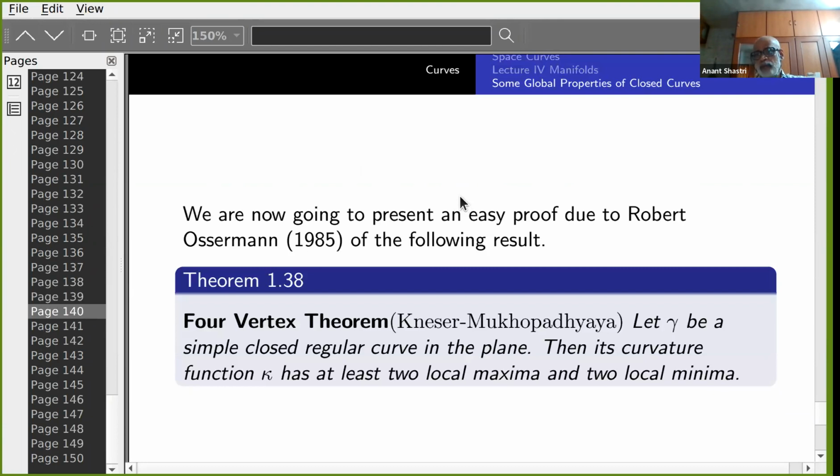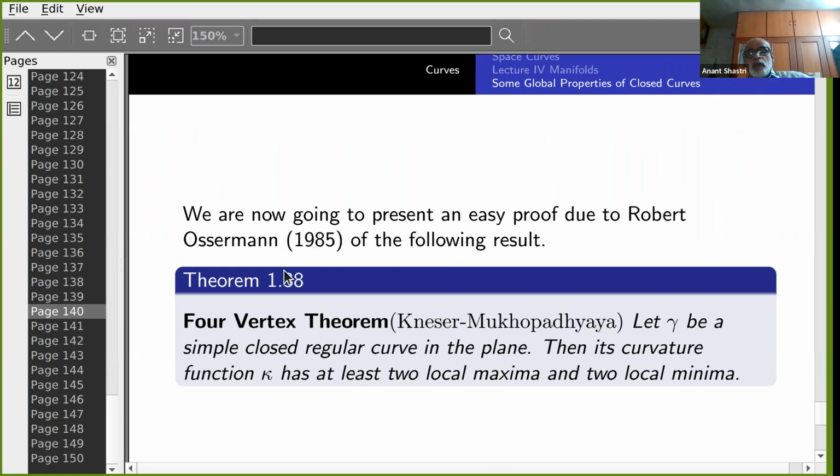How to compare, whenever two curves are touching, the kappa of these two curves at a point wherein the two curves are touching. So this is what I have done now. So that is the local geometry. We are now going to present an easy proof due to Robert Osserman. Okay, not very old, you see, 1985.